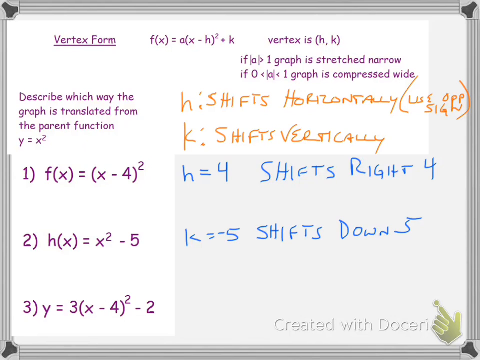Okay? And then this one, I have a little bit of each. The 4 on the inside, you've got to use the opposite sign, so it's shifted right 4. The minus 2 outside is going to shift down 2. That's my k. The 3 that's out in front, because the absolute value of 3 is greater than 1, means that it's stretched. And this is going to be stretched by 3.